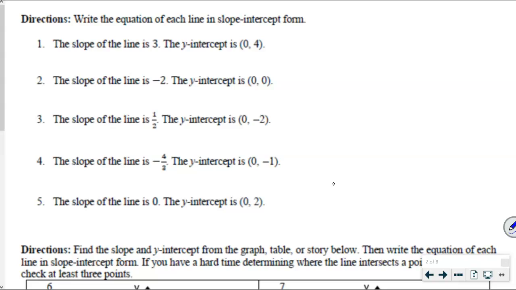Talk with each other. I'm going to keep the recording going. How can I write the equation of the line? There's no more story, there's no more graph, there's no more table. How can I write the equation of the line given only this information? Ready, set, go.